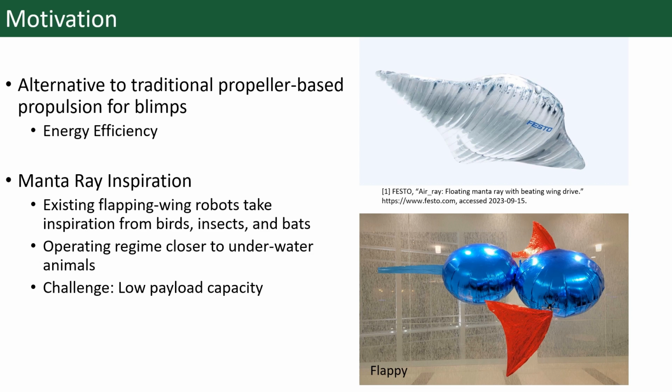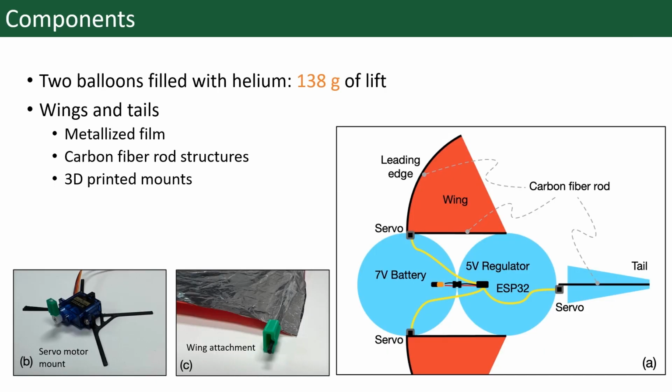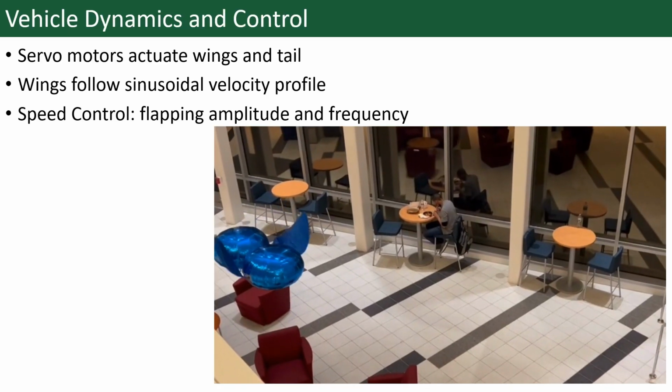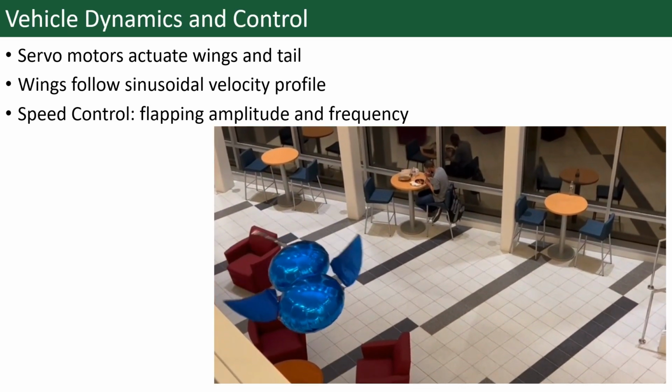Compared to existing flapping wing blimps, such as the Airway by Festo, we explore a low payload agent of less than 150 grams with cheap off-the-shelf components. Flappy uses two balloons filled with industrial-grade helium, providing us with 138 grams of lift. The wings and tail are made of metallized film, and we use carbon fiber rods to support the structure. Servo motors provide the actuation of the wings and tail.